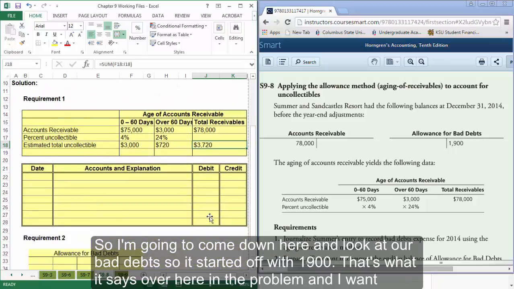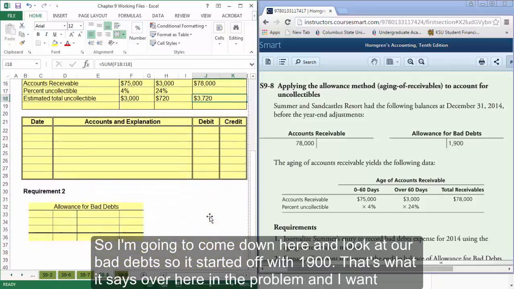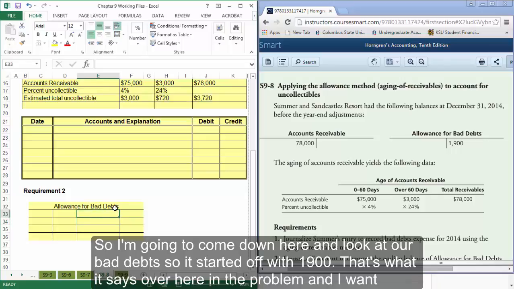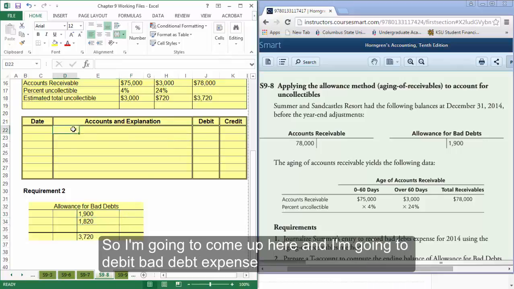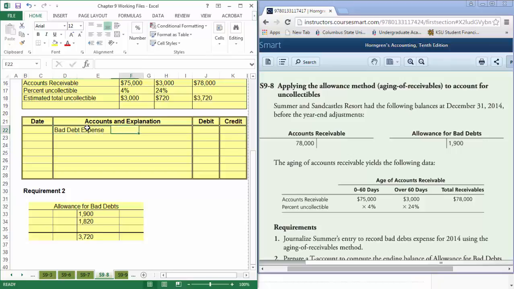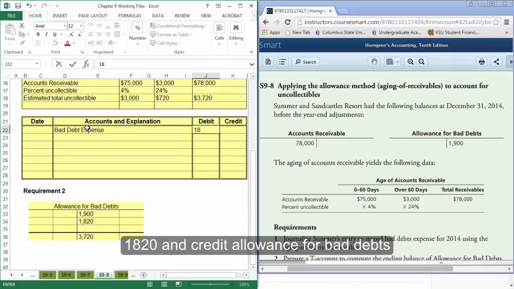All right, so I'm going to come down here and look at our bad debts. It started off with 1,900. That's what it says over here in the problem. And I want that balance to be 3,720. So to get it to be 3,720, I'm going to have to make a credit entry of the difference between the two, which is 1,820. So I'm going to debit bad debt expense 1,820 and credit allowance for bad debts 1,820.